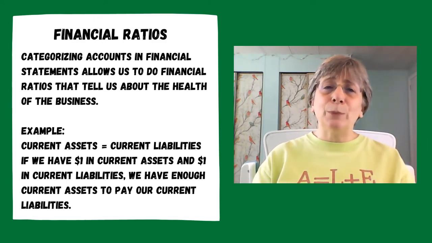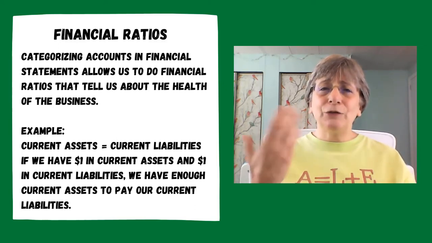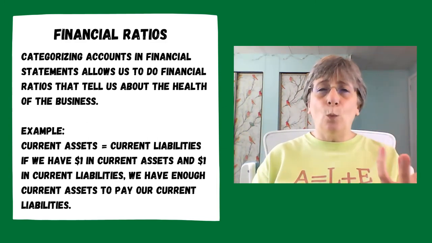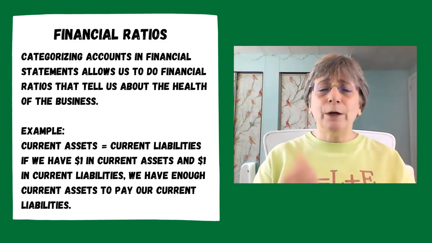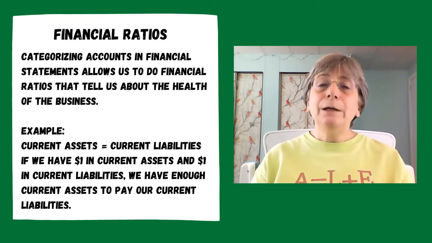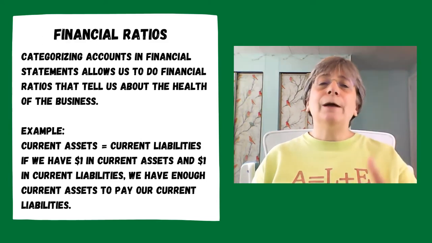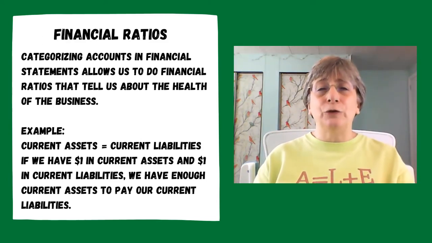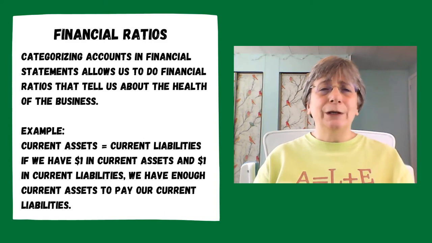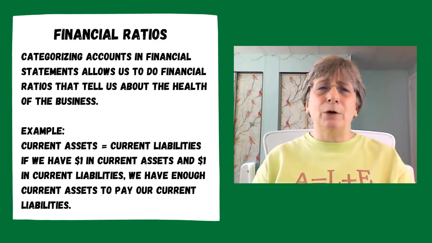So let's take an example of a financial ratio that we've already done in this video. We looked at current assets and current liabilities. So if our current assets equal our current liabilities, we have $1 in current assets and $1 in current liabilities, we know that we are able to meet our short-term obligations. Now, if our current assets are $2 and our current liabilities are $1, we have twice what we need in order to pay what's due now. But if we have $1 in current assets and $2 in current liabilities, it means we have a problem. We do not have the assets to cover our liabilities.